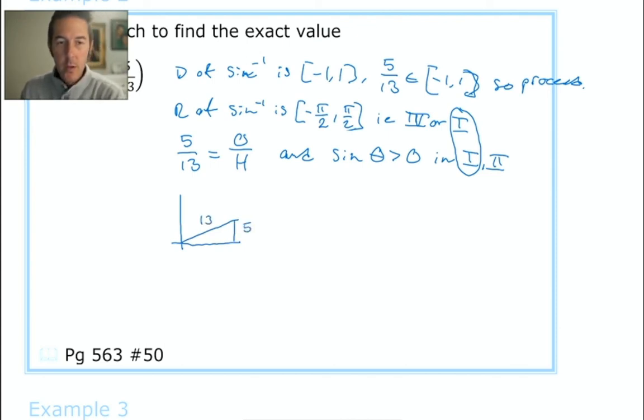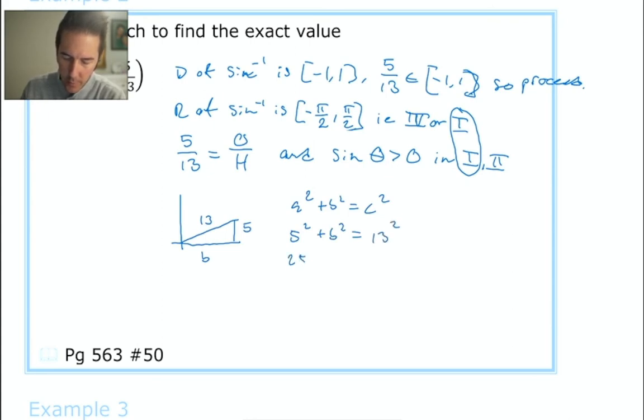The missing leg, my b value, or you could call it your a value, or your x value, or your h value, can be determined using the Pythagorean theorem. And if you go through the motions, I'll write it up real quick. A squared plus b squared equals c squared. C always has to be the hypotenuse. So this is 5 squared plus b squared is equal to 13 squared. And this is 25, b squared, 169. B squared is equal to 144. B is equal to 12.